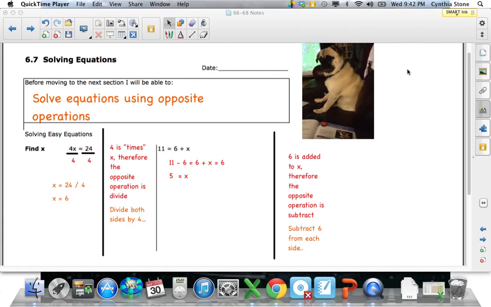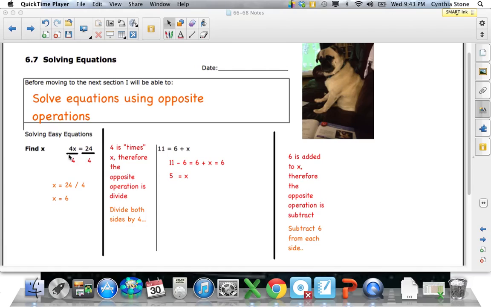So in this first example, and the first example is represented by this whole area right here, we're asked to find x, which is usually what these questions are. And I have 4x equals 24. Well, you have to remember the idea of opposite operation. So 4 is times x, so therefore I have to divide. Okay, and if I have to divide, because I want x by itself, if I divide both sides by 4, then I end up with just x. x is 24 divided by 4.